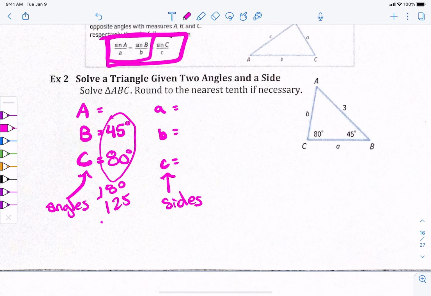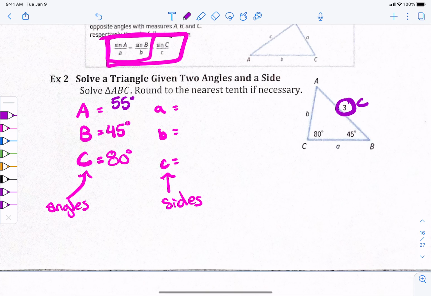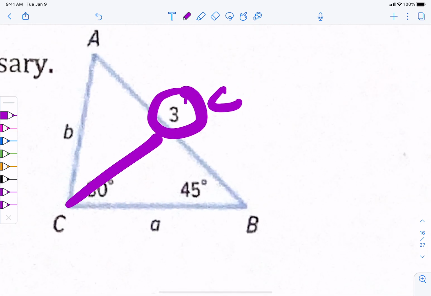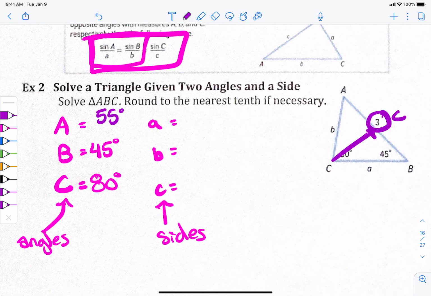That's 55. Lowercase c is 3. Good job. Now we have 3, and Tegan says lowercase c is 3. Is that true? Yes, because it's opposite angle C, right? So this guy is 3.